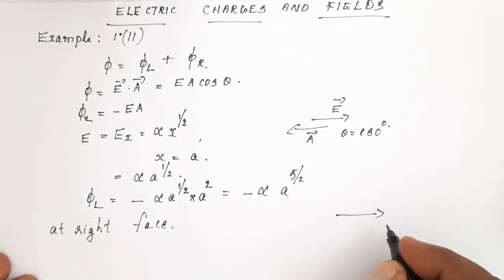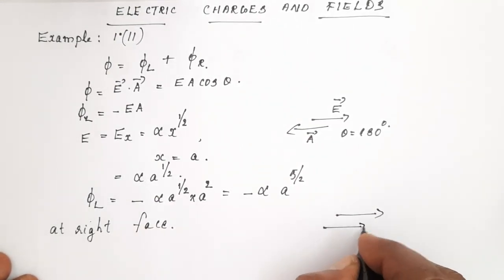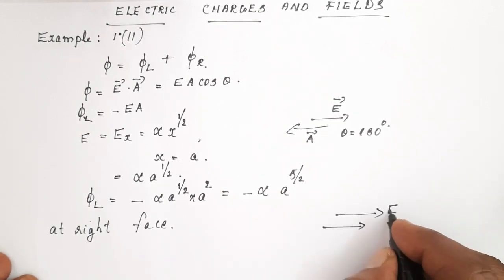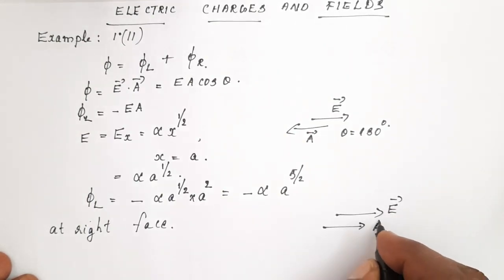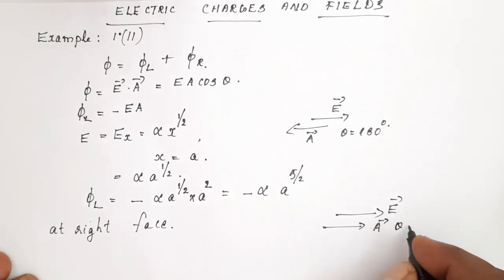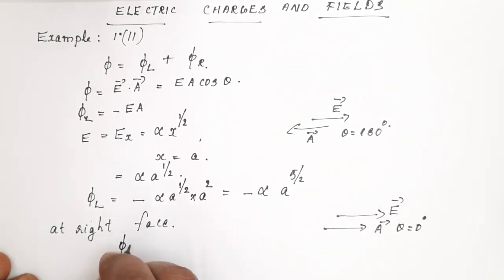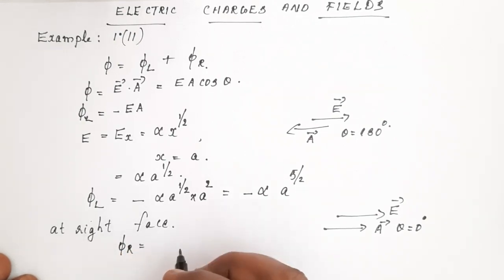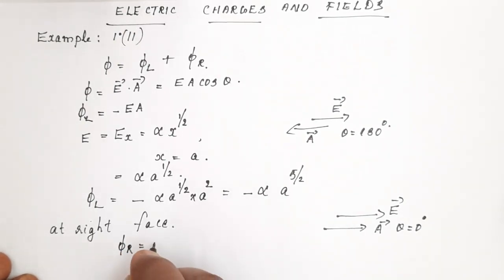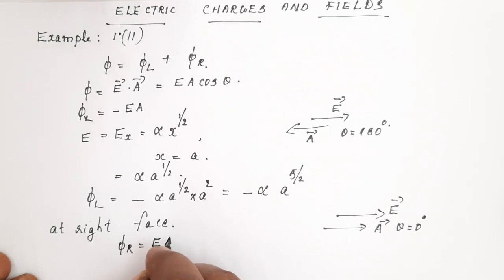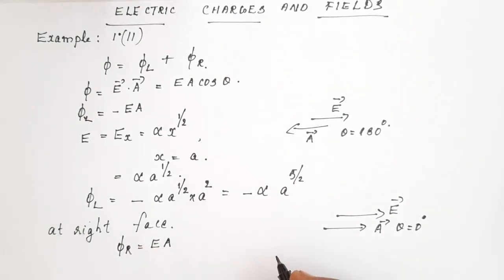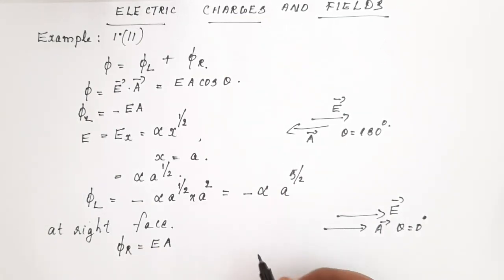The electric field is in the same direction, and the area vector also points in the same direction as the electric field. So in that case, theta is equal to 0. So phi R, when we use the equation E dot A, becomes E into A, because cos 0 is 1. So phi R is equal to EA.